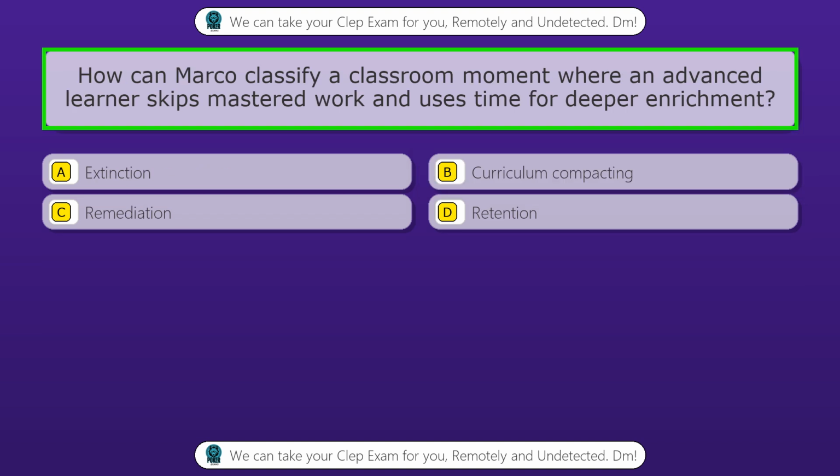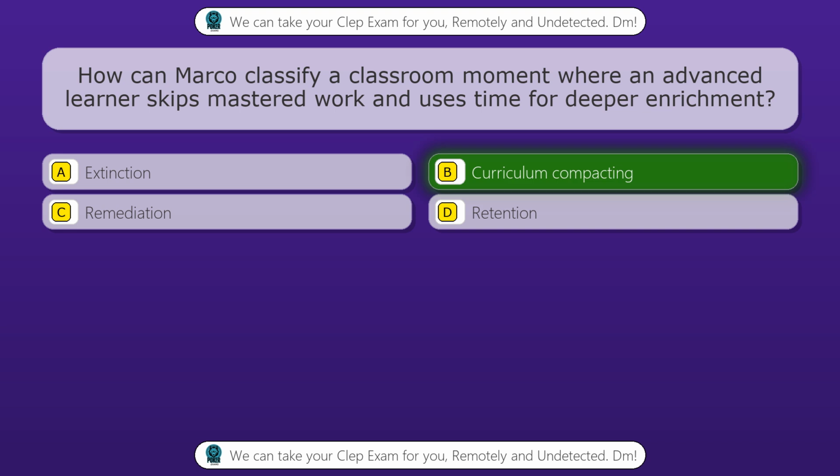Question 68. How can Marco classify a classroom moment where an advanced learner skips mastered work and uses time for deeper enrichment? Option A, extinction. Option B, curriculum compacting. Option C, remediation. Option D, retention. The correct answer is option B, curriculum compacting.